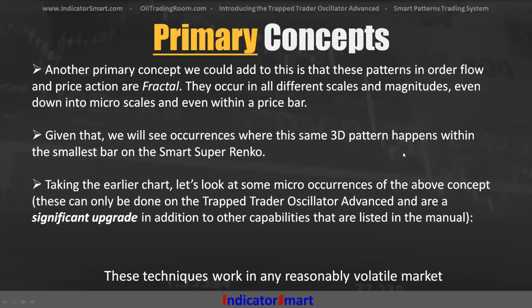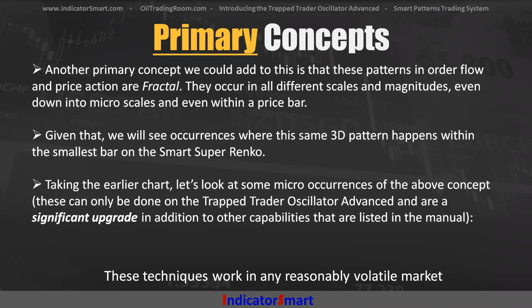So another primary concept that we could add to this is that these patterns in order flow and price action are fractal. They occur on different scales and magnitudes, even down to micro scales and even within a price bar. Given that, we'll see occurrences where this same 3D pattern happens within the smallest bar on the Smart Super Renko. I'll show you an example of that in a second, but taking the earlier chart, we could look at some micro occurrences of the above concept.